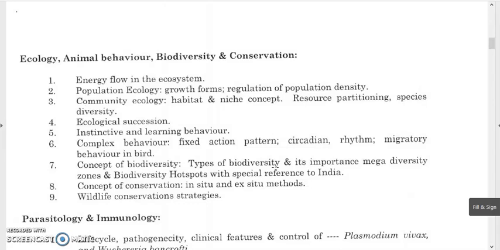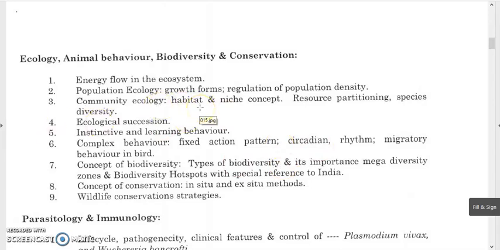Now growth forms like the J-shaped growth curve, S-shaped growth curve, right? And in case of K selected species, r selected species. Now regulation of population density, how we can regulate the population density, the difference between the K selected species and r selected species. Like we know that different formulas are there, dN/dt equal to rN and dN/dt equal to rN into (1 minus N by K). You have to study here.